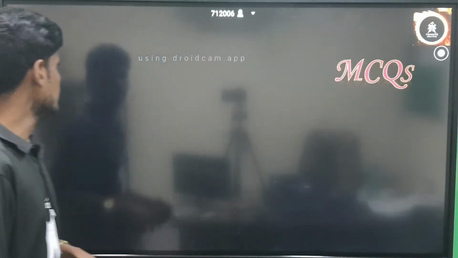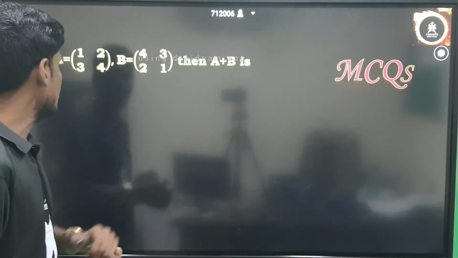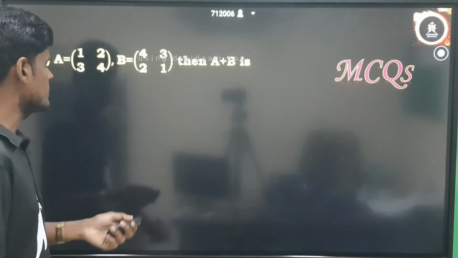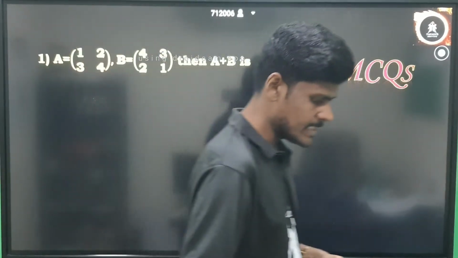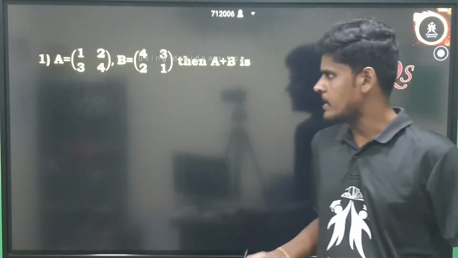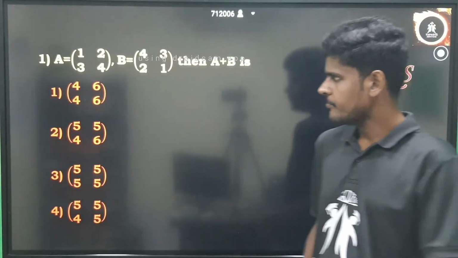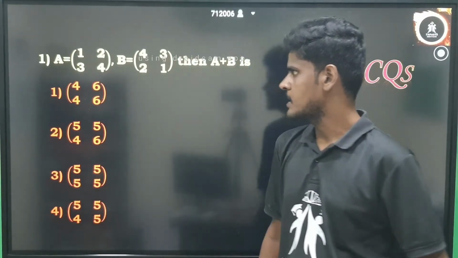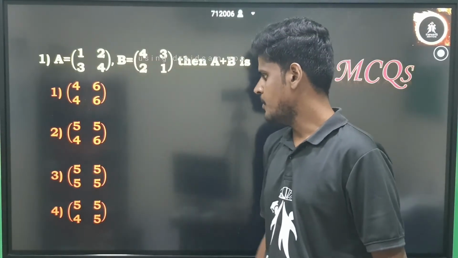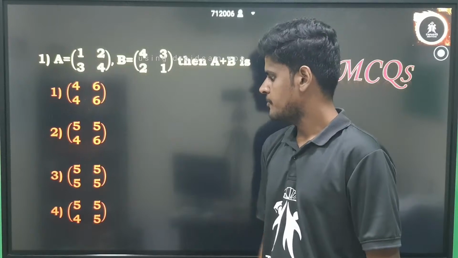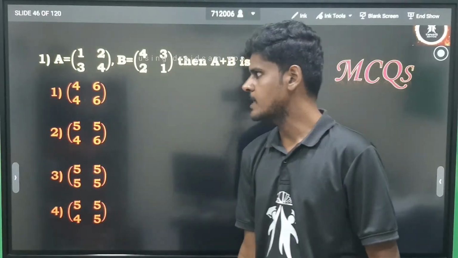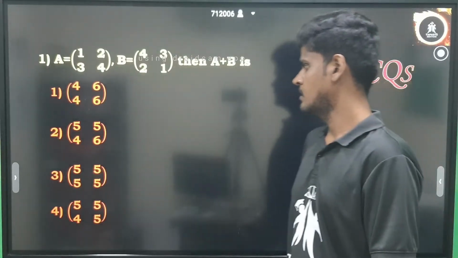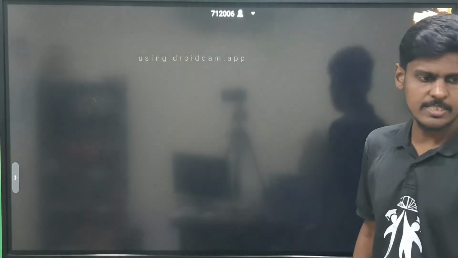Okay, next question. A is the matrix 1 2 3 4, B is the matrix 4 3 2 1. Then what is A plus B? Obviously an easy question. We just need to add the two matrices. That is 1 plus 4 is 5. So all three options can be possible. 2 plus 3 is 5. 3 plus 2 is 5. That means option C is the correct answer. Easy questions.